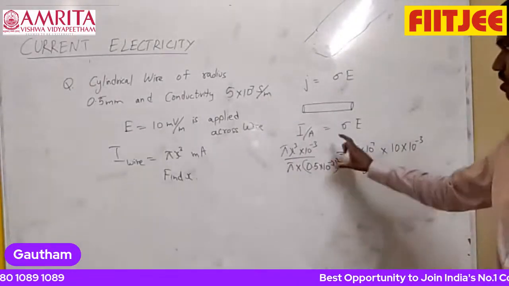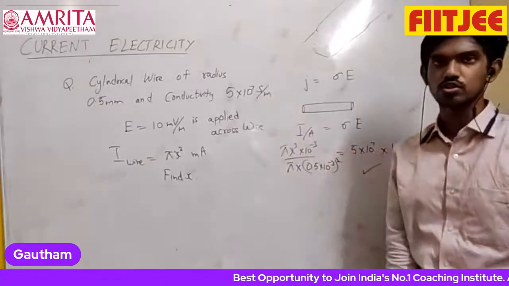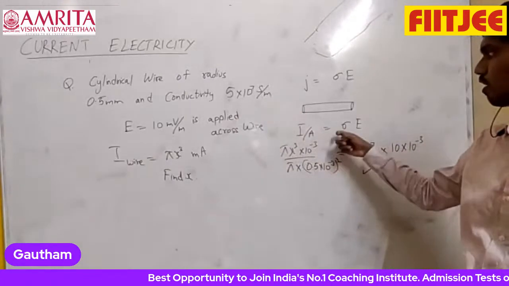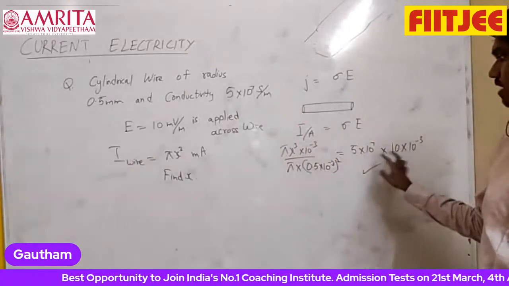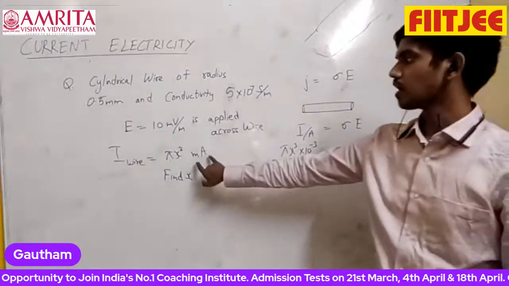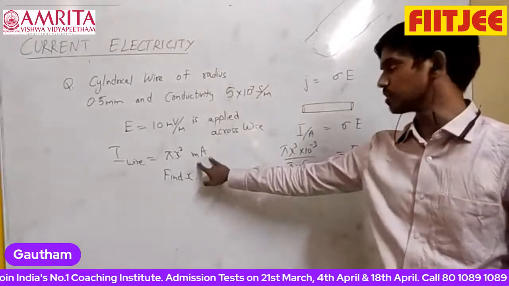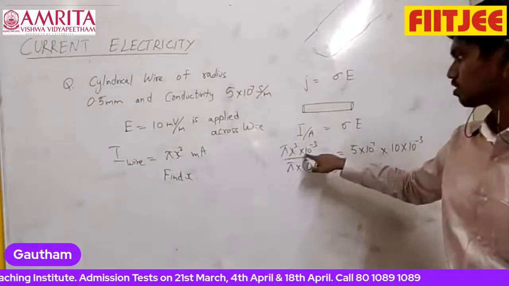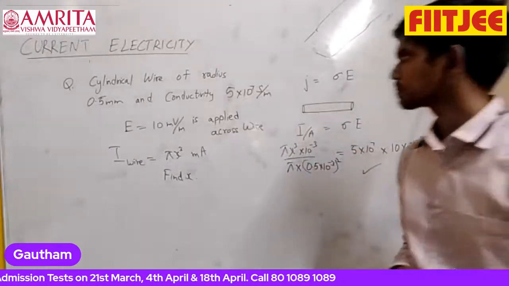So I just wrote the value so that you are clear with conversion of units. Always make sure that all the values are in SI unit. Then the answer also, we are getting the answer in ampere, SI unit. That's why this value I wrote as 10 to the power minus 3 amperes.